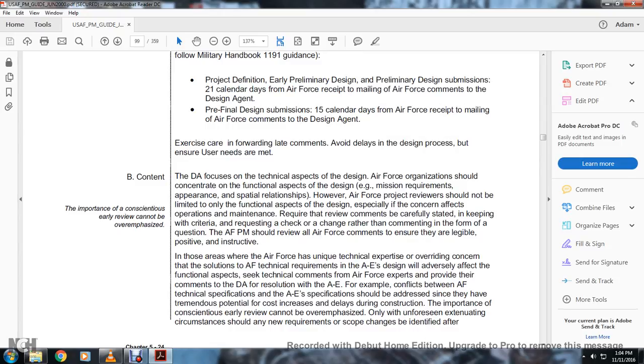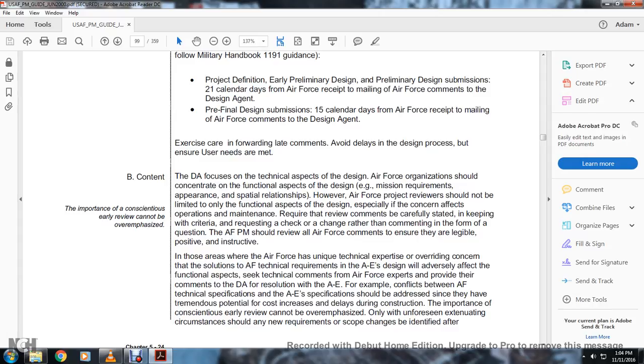The Air Force organization should concentrate on the functional aspect of the design: mission, requirements, appearance, and spatial relationships. However, Air Force project reviews should not be limited to only functional aspects of design, especially in concert with operation and maintenance requirements. The review comments should be carefully stated, in keeping with the criteria of requesting, checking, and changing, rather than committing to the form of a question.